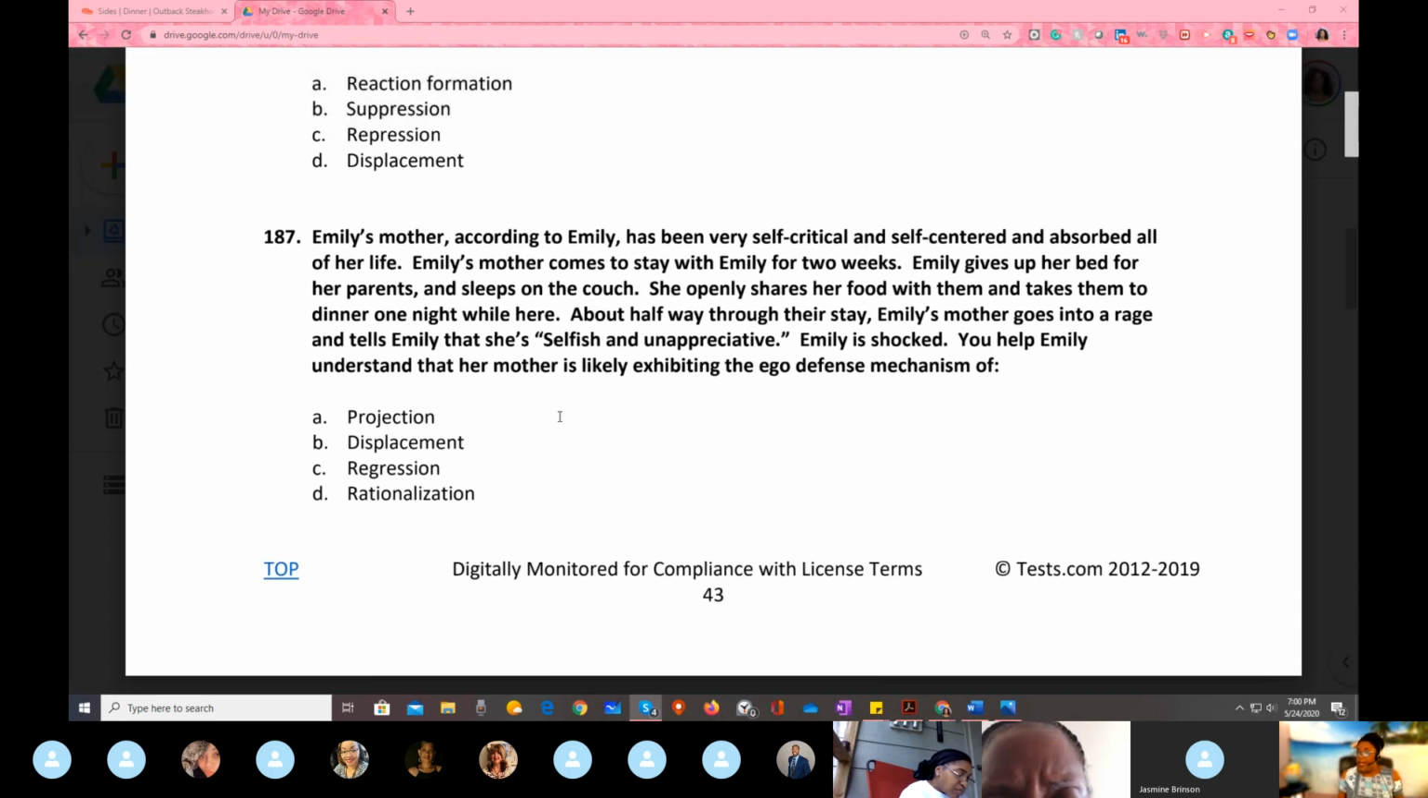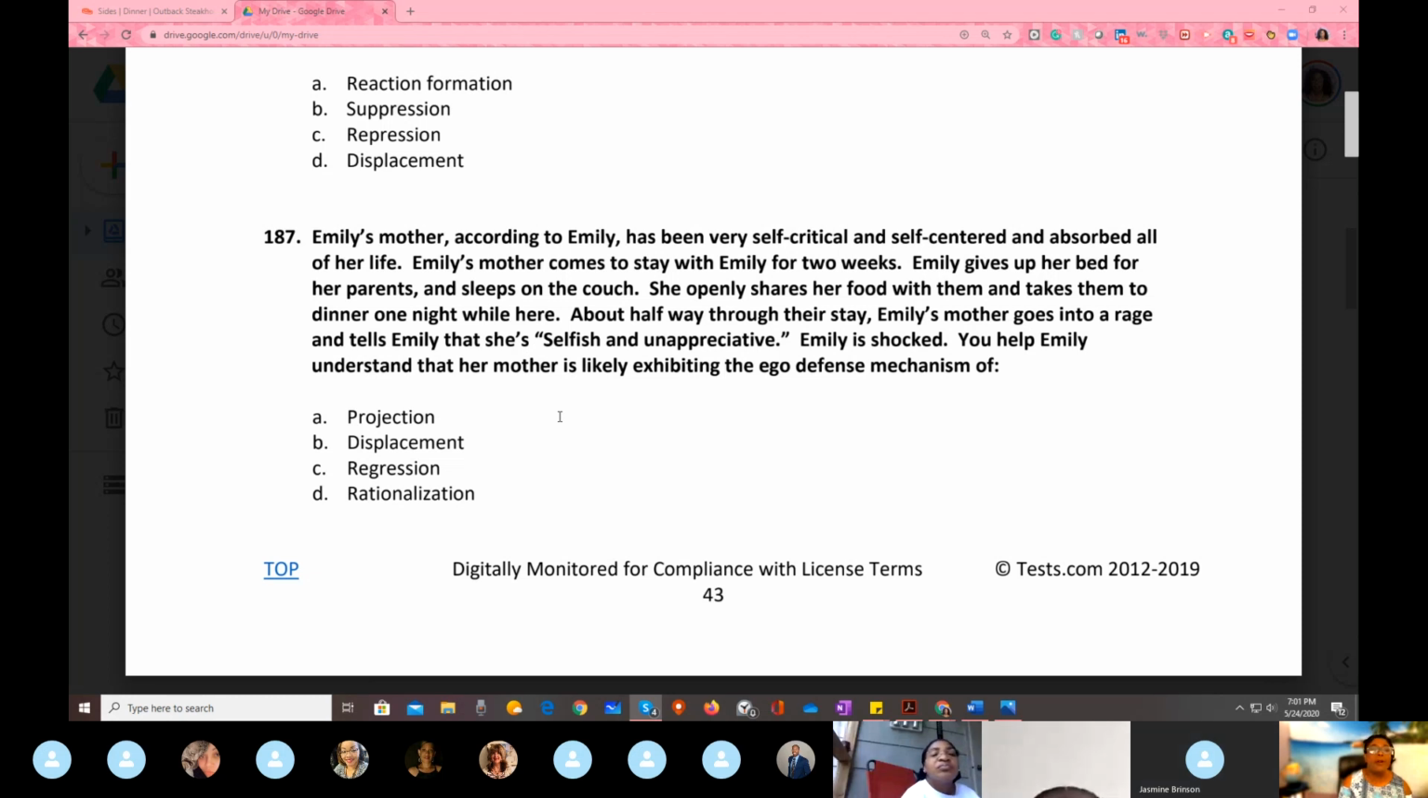Look at 187. Emily's mother, according to Emily, has been very self-critical and self-absorbed all of her life. Emily's mother comes to stay with Emily for 2 weeks. Emily gives up the bed for her parents and sleeps on the couch. She openly shares her food with them and takes them to dinner one night while they're here. About halfway through their stay, Emily's mother goes into a rage and tells Emily that she is selfish and unappreciative. Emily is shocked. You help Emily understand that her mother is exhibiting the ego defense mechanism of what? A.